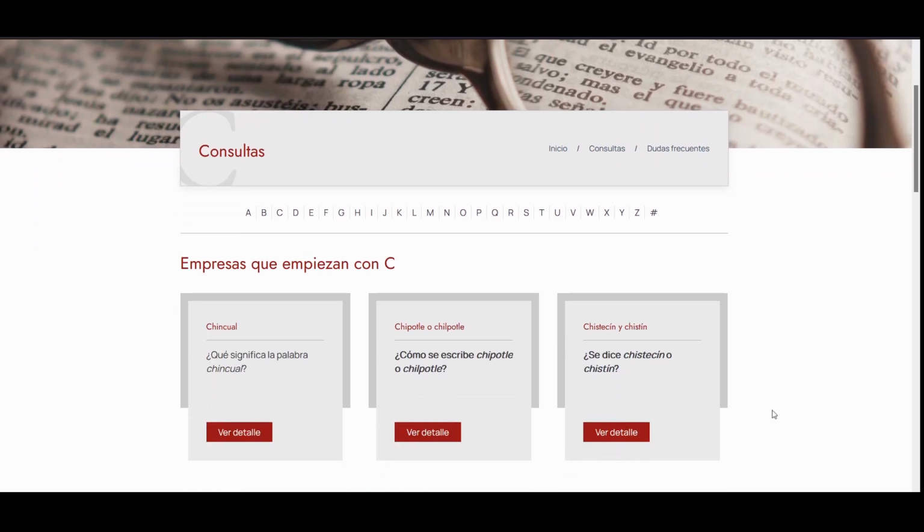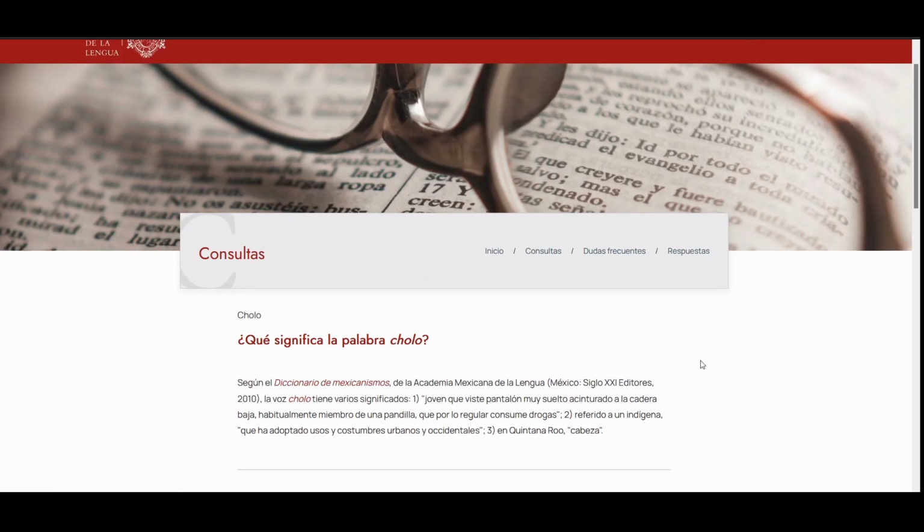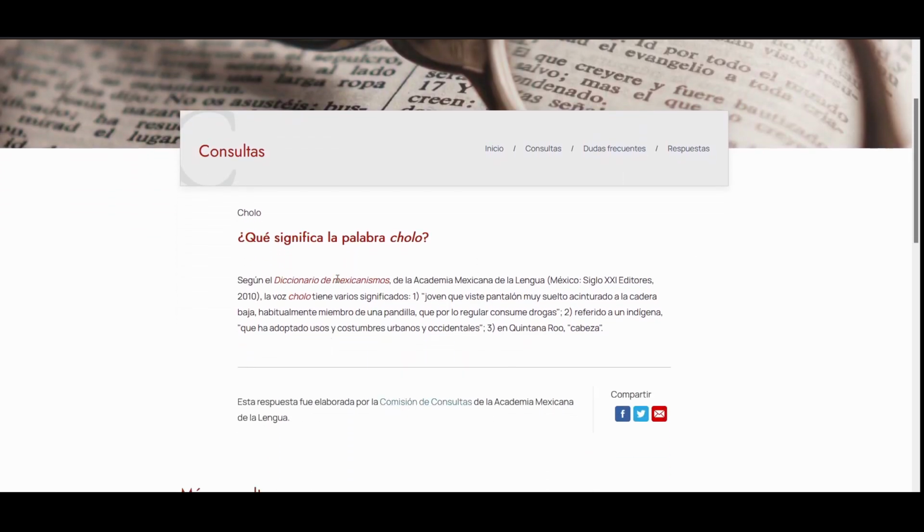So we go to cholo. ¿Qué significa la palabra cholo? Ver detalle. So it even talks about the Diccionario de Mexicanismos. Okay, well, that sounds like a good source that I could look up later, right? So it'll even clue you into further sources.